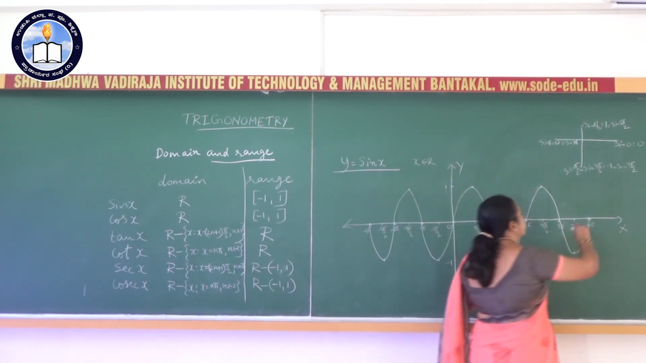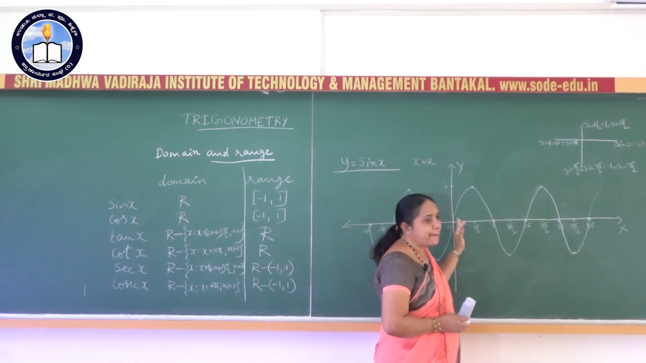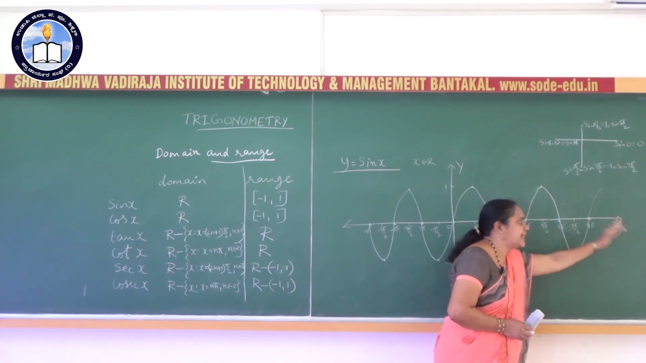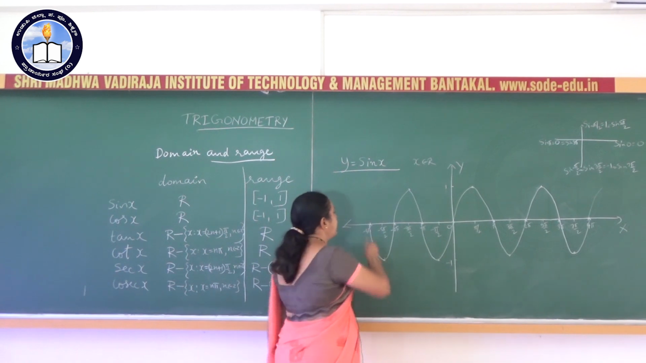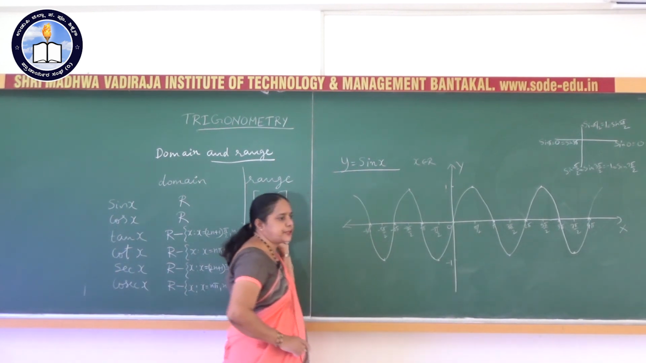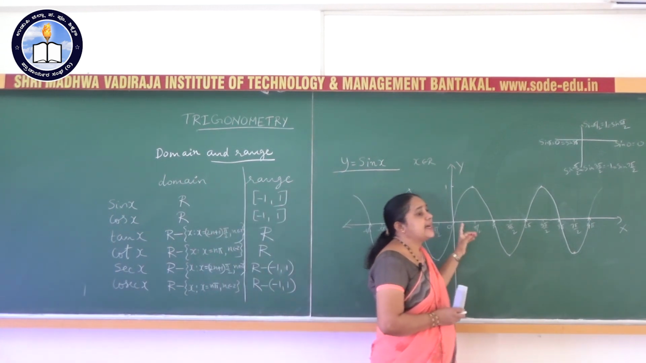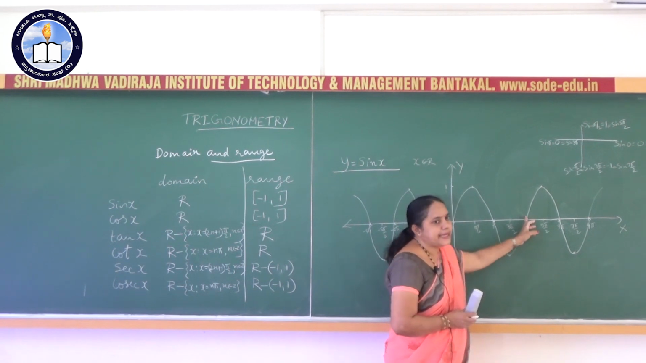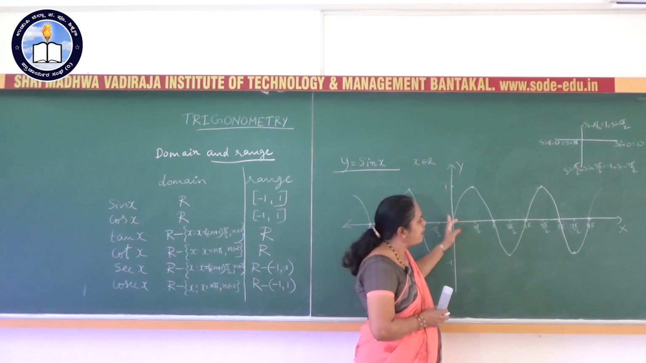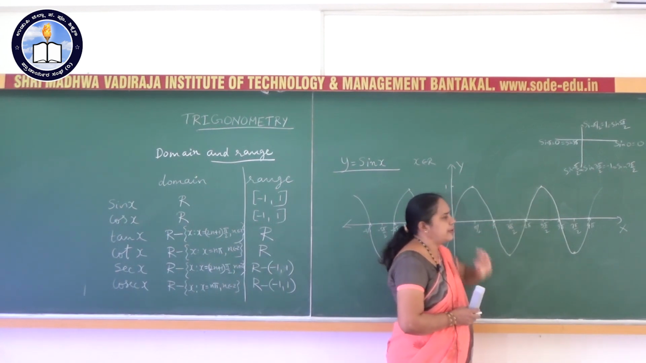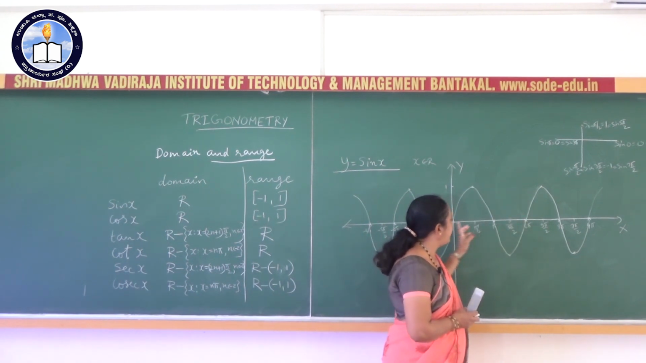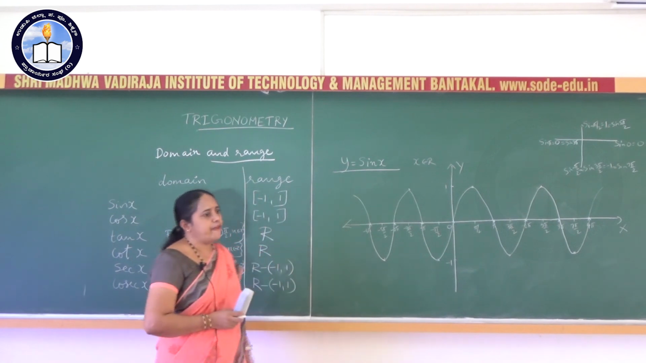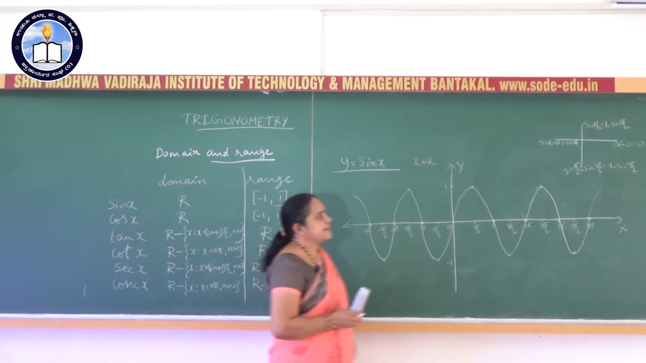The graph repeats for every interval 0 to 2 pi, 2 pi to 4 pi, 4 pi to 6 pi, etc., or 0 to minus 2 pi, minus 2 pi to minus 4 pi, minus 4 pi to minus 6 pi, etc. So sine x as well as cos x are periodic functions with period 2 pi. That means the graph of sine x repeats for an interval of 2 pi. Okay, this is the graph of y is equal to sine x. Next, the second one.